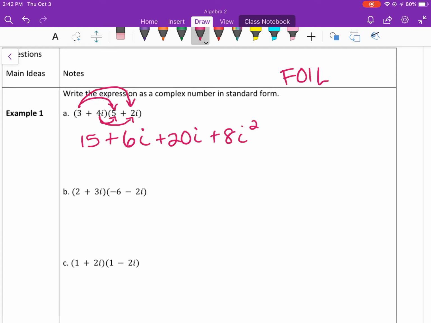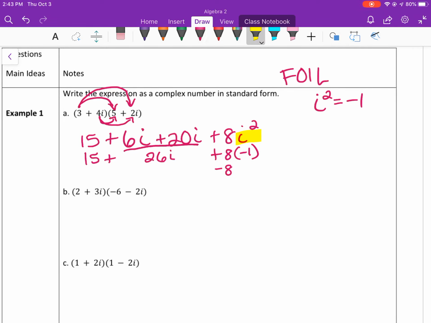And then we'll simplify it a little bit more. First, you can combine like terms here. And then remember that i squared is equal to -1. So you'll replace this i squared with -1. So you'll really have plus 8 times -1 here. The 6i and 20i together will be 26i. And then 8 times -1 is actually just -8.